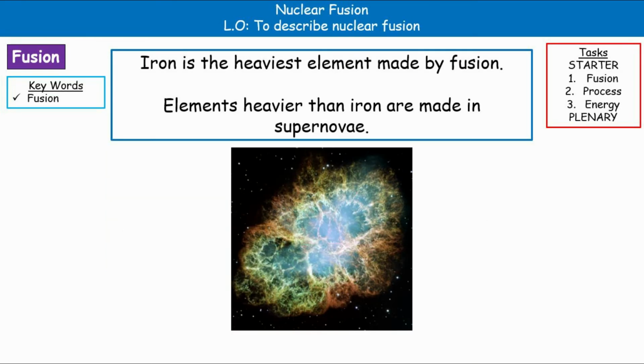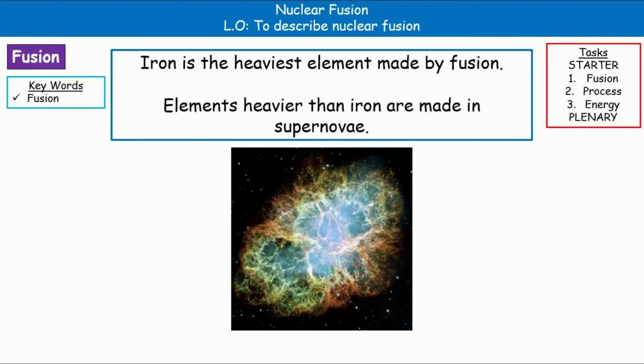And as we've already said, this fusion just keeps making larger and larger atoms until we get to iron. The heaviest element we make by fusion is iron, but hopefully we know from our chemistry that iron's certainly not the heaviest atom that exists. The way that we can then make things that are heavier than iron is through a supernova.